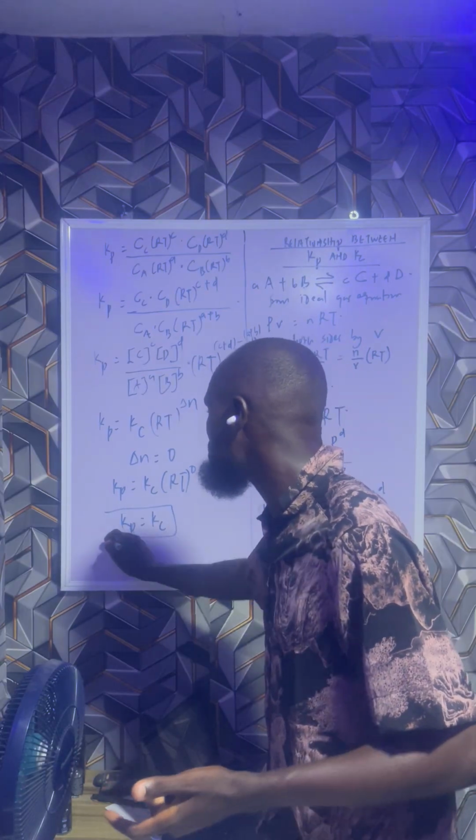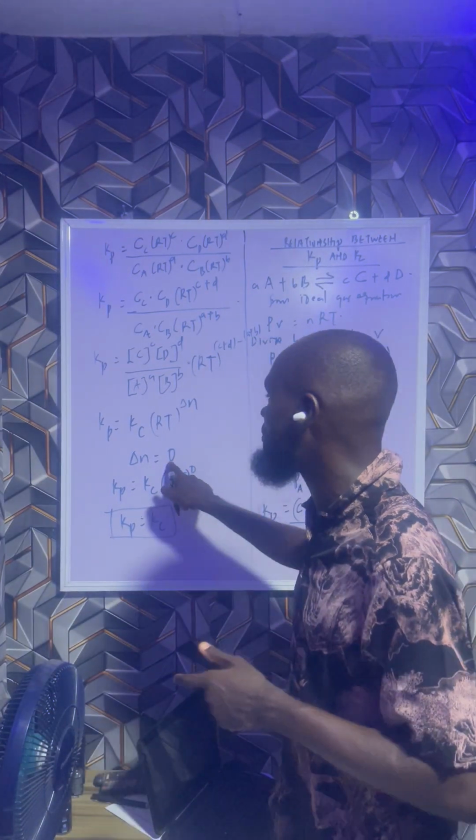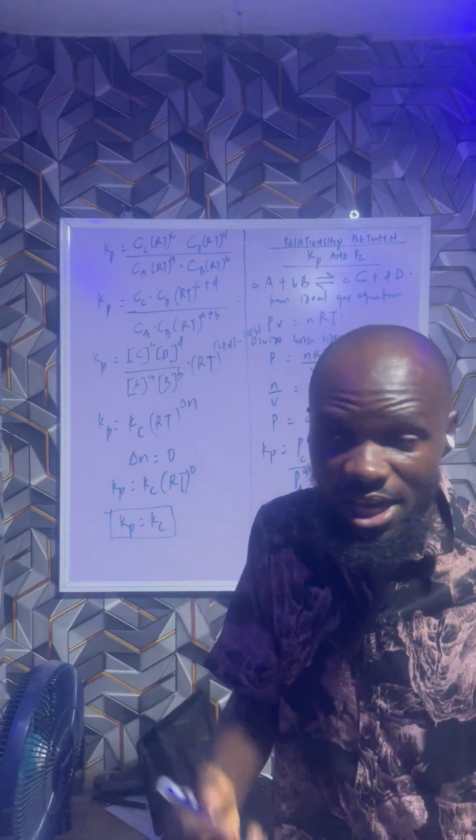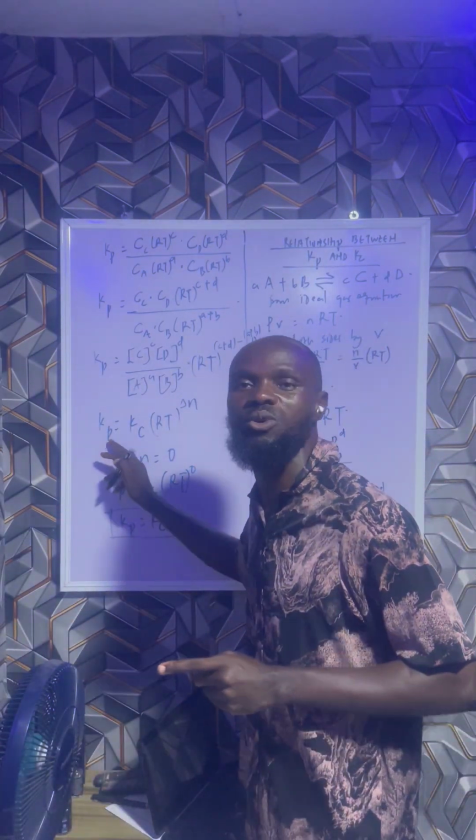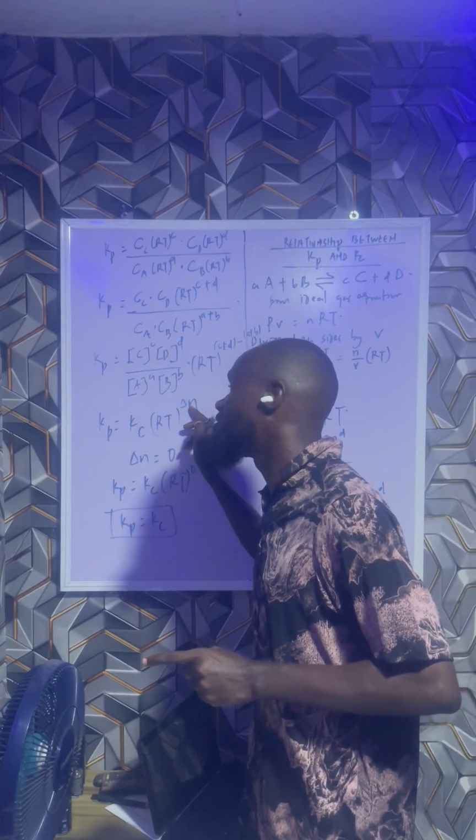So the only condition for us to have Kp equals Kc is when the change in number of moles is 0. But when the change in number of moles is not 0, our Kp will not be equal to Kc. So the relationship between Kp and Kc will just be Kp equals Kc RT raised to power change in n.